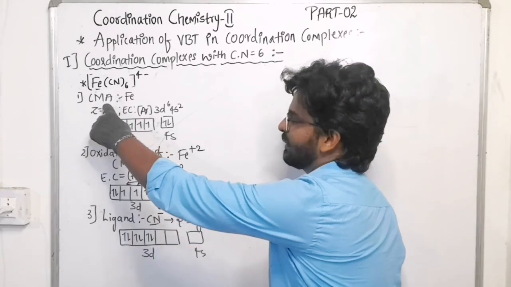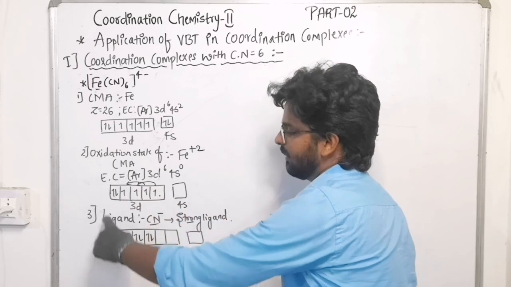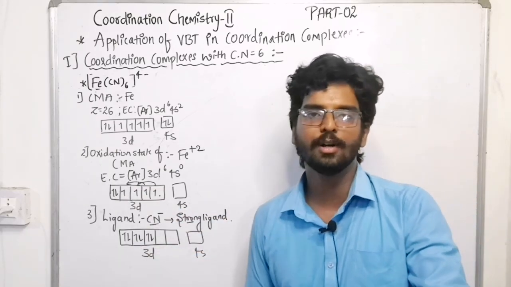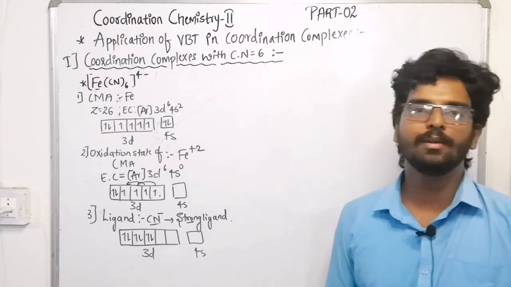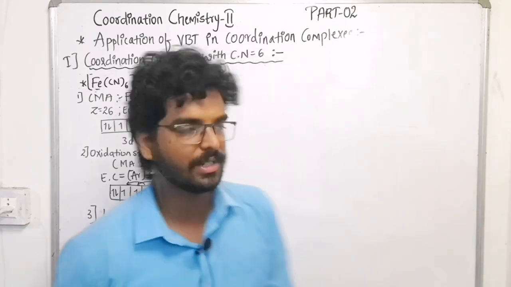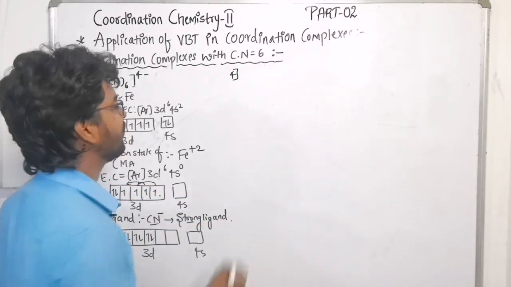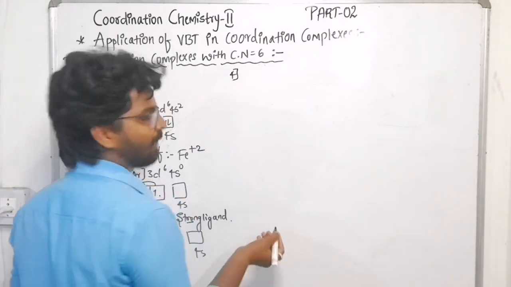First thing is you need to find out the central metal atom. Second thing is the oxidation state. Third thing is which type of ligand it is. If it is a strong field ligand, go for the pairing up of electrons, and then go for the hybridization. And the next, fourth step here, very simple. So soon after that, you need to discuss the ligand once again here.